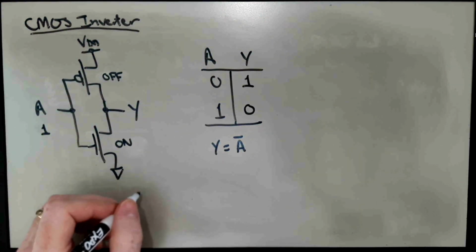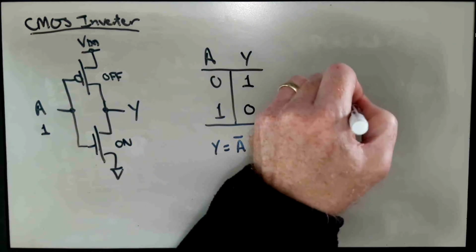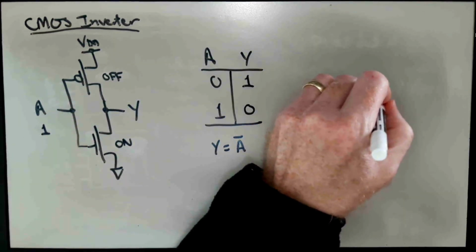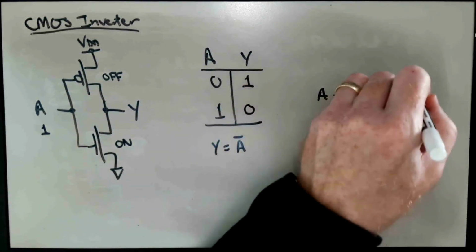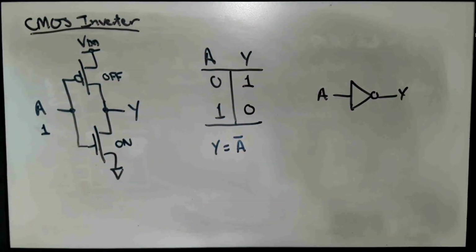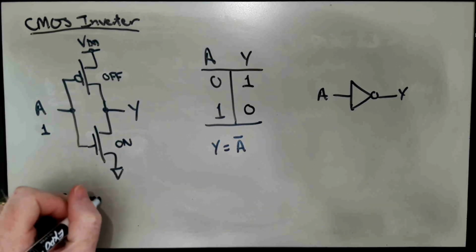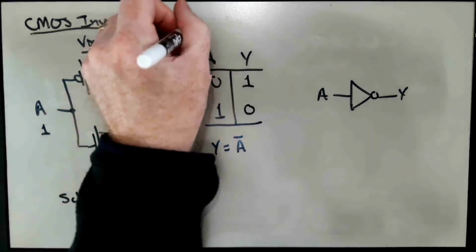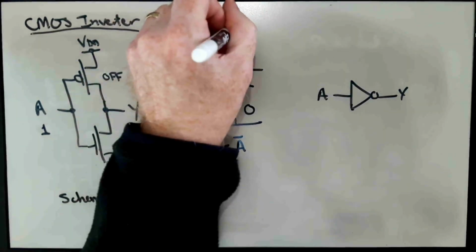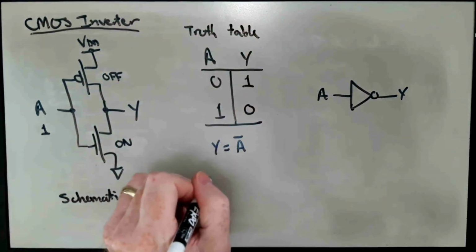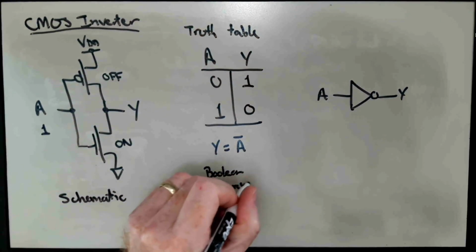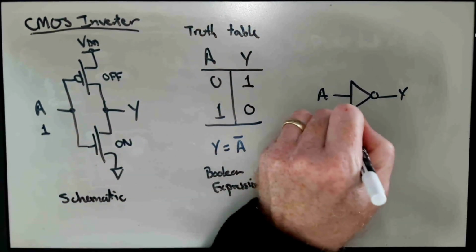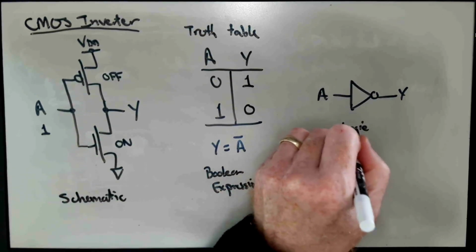And we typically will show this in our logic circuit schematics using a symbol that looks like this, where this is the input A and this is the output Y. So this is the schematic, truth table, Boolean expression. This is the logic symbol.